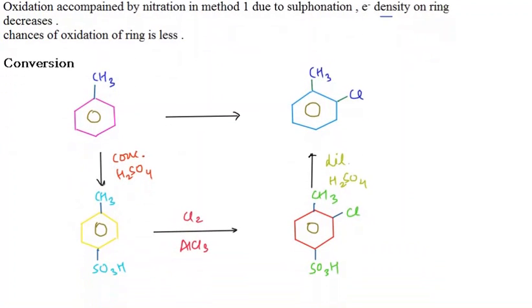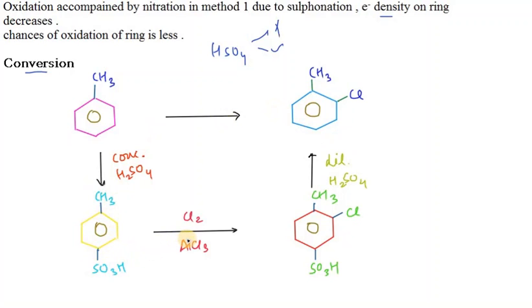Now how does it help in conversion? When we have toluene and we use concentrated H2SO4, we know we can add the SO3H group and we can also remove it. So it can be very helpful in conversion from one compound to another. If we use this compound and do halogenation, it may form both ortho and para substituted products. So what we do is react it with concentrated H2SO4 and get the para substituted product.